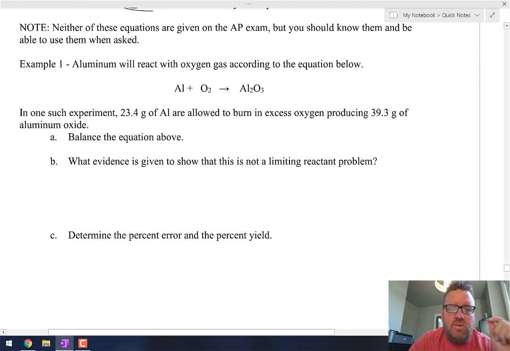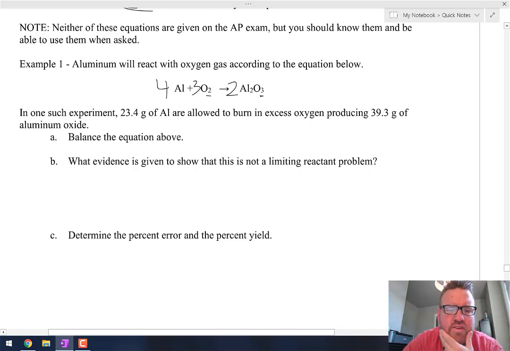So here's a reaction. Aluminum reacts with oxygen gas to make aluminum oxide. In one such experiment, 23.4 grams of aluminum are allowed to burn in excess oxygen, producing 39.3 grams of aluminum oxide. So balance the equation. Right away we've got an even and an odd number problem with oxygen, with the oxygens we've got 2 and 3. So we need to put a 3 there and a 2 there, which means we need 4 aluminums there. Okay, so now it is balanced.